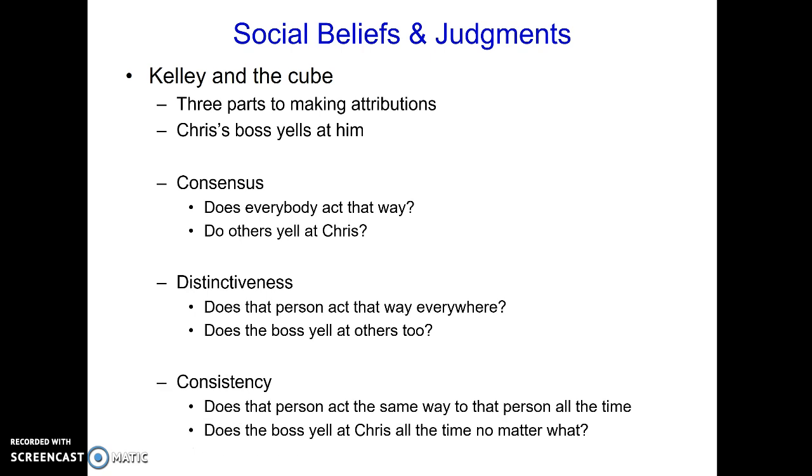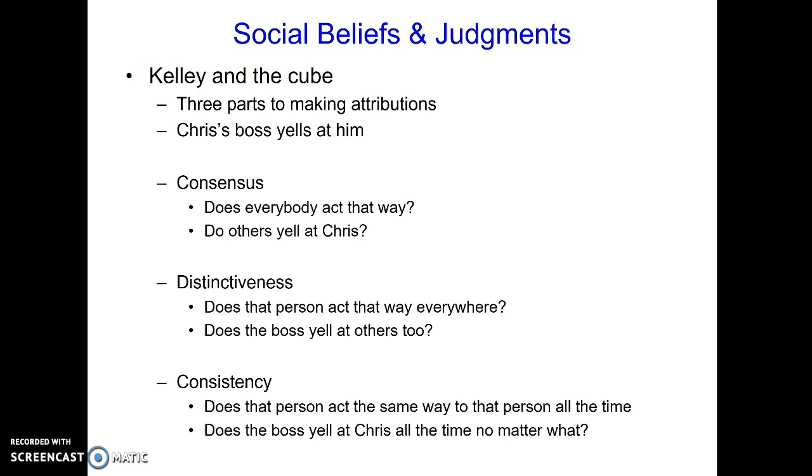And then finally is consistency. Does that person, Kathy Kane, act the same way to Chris every time she sees him? In other words, whenever you are in the psych department or you walk around campus, if you see Kathy Kane and Chris together, if it's high consistency, that means Kathy Kane is going to be yelling at me every single time she sees me. And if it's low consistency, that means Kathy Kane only yelled at me this one time.